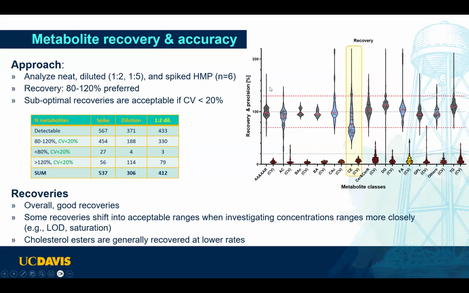And of course, with this amount of metabolites, we have some that are not quite within this range, but the vast majority, other than cholesterol esters, you can see for each of them are within our 80 to 120%.